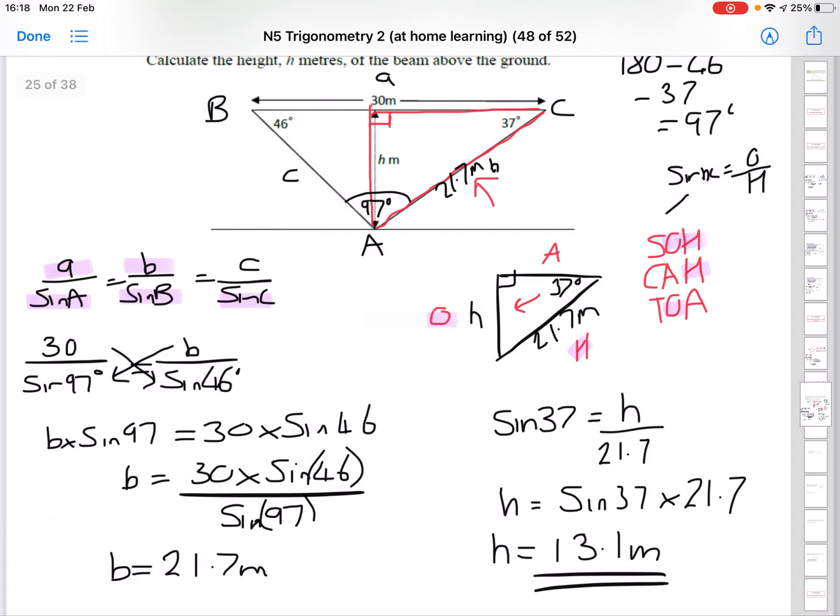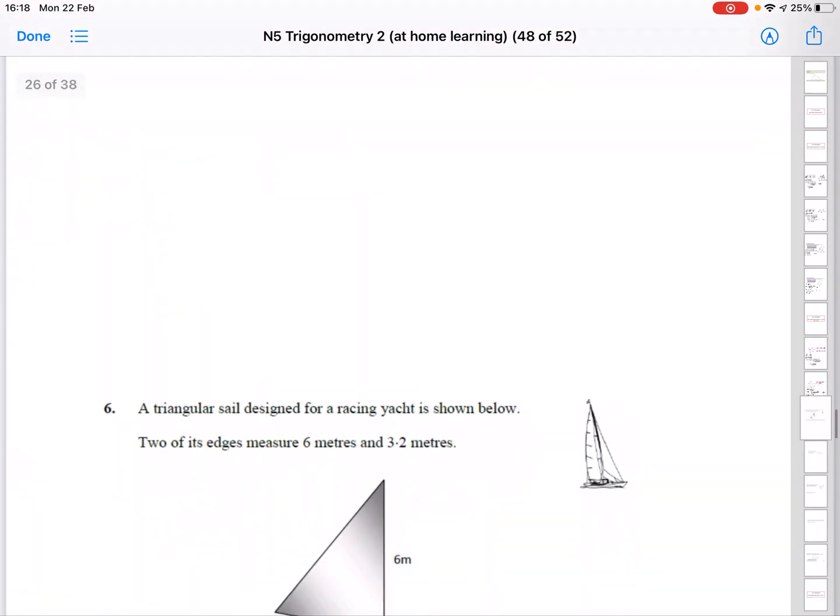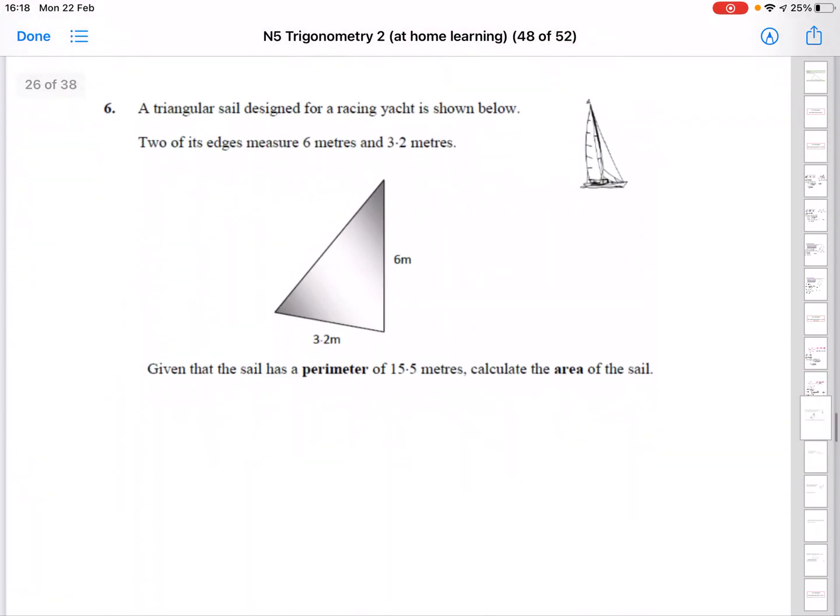So the next question I've chosen for you is this one here, which is question 6. So here we have a triangular sail that's designed for a racing yacht shown below. We've got two of the edges measuring 6 metres and 3.2 metres. So we're told here that the perimeter is 15.5 metres, and we're asked to calculate the area of the sail.